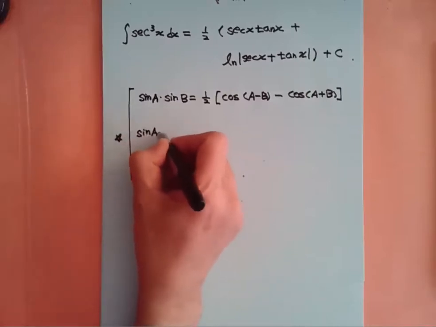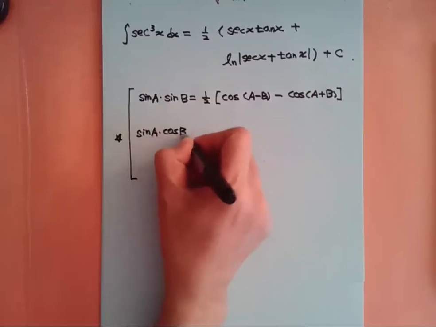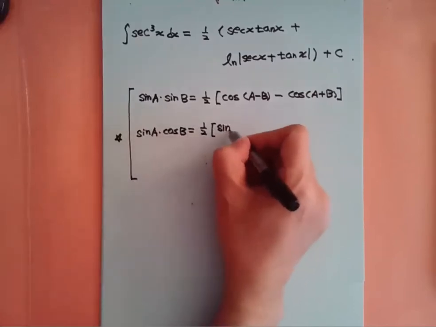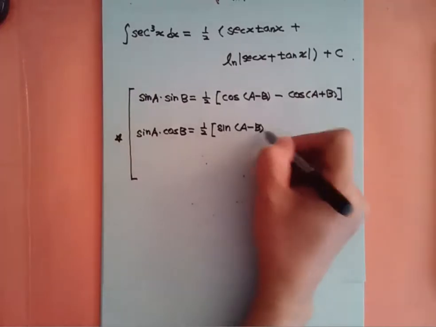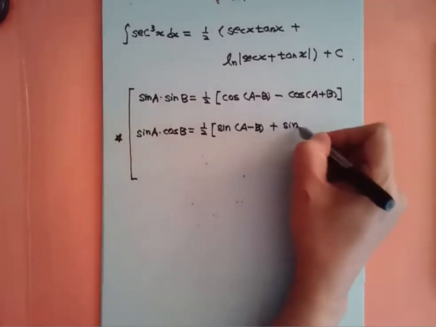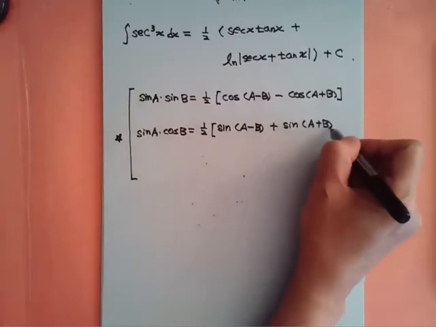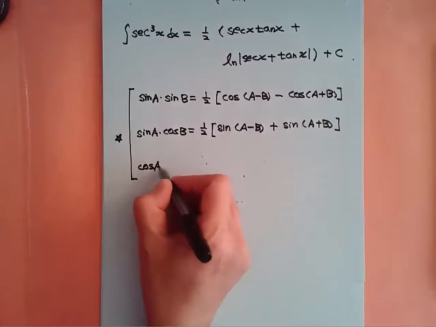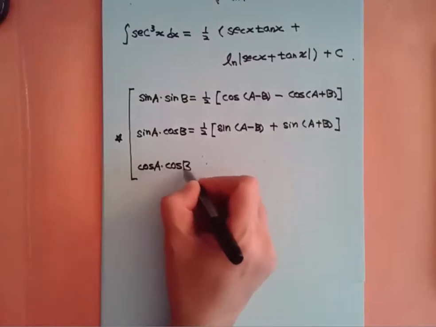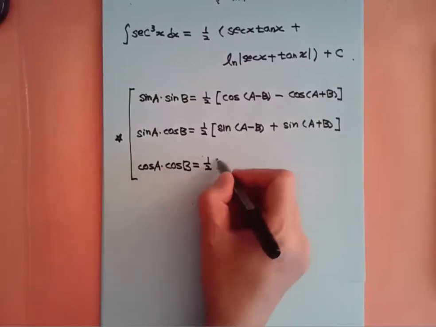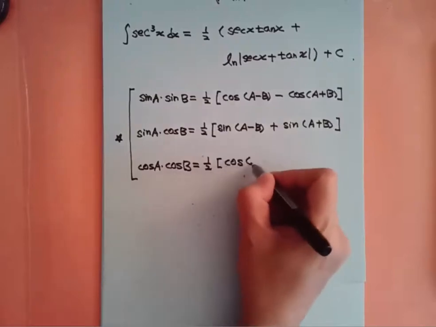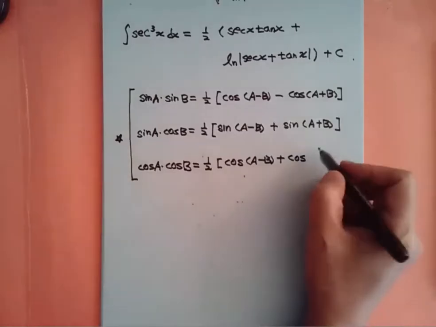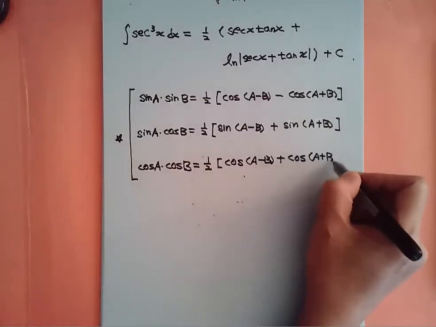Sine of A times cosine of B equals 1/2 times sine of A minus B plus sine of A plus B. And cosine of A times cosine of B equals 1/2 times cosine of A minus B plus cosine of A plus B.